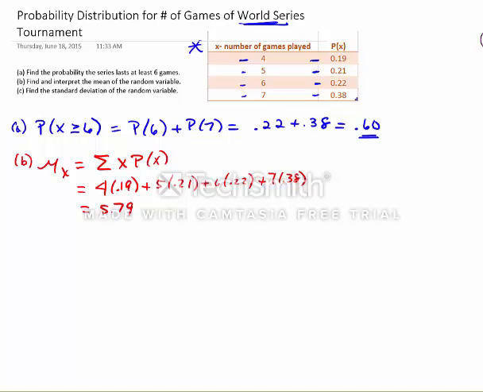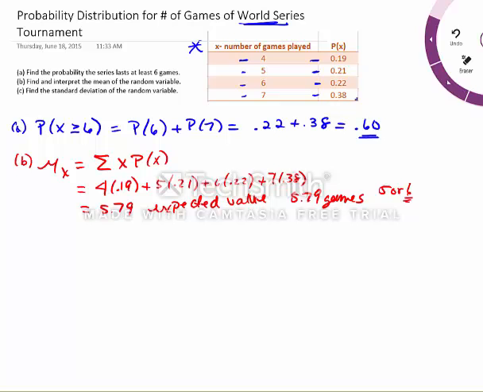To interpret this value, the mean is also called the expected value of x. Thus, we can say that when the World Series is played, we would expect the series to last 5.79 games. Of course, you can't play 79 hundredths of a game, so this means we would expect about 5 or 6, probably closer to 6 games, since 5.79 is closer to 6.